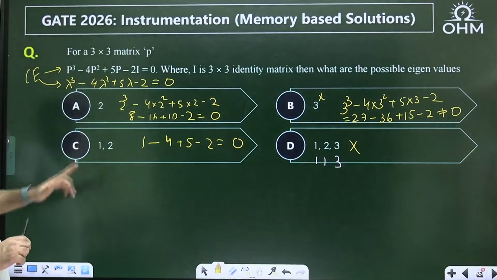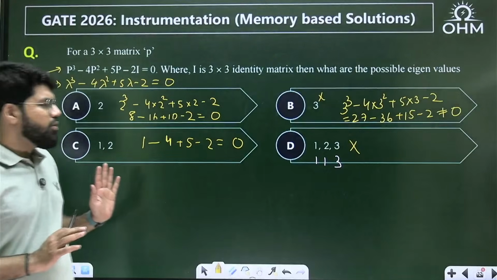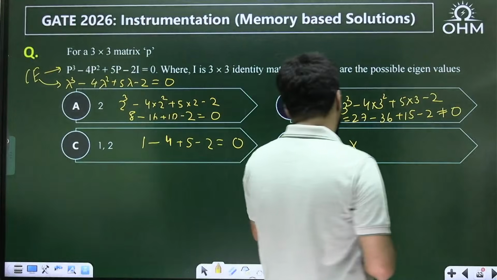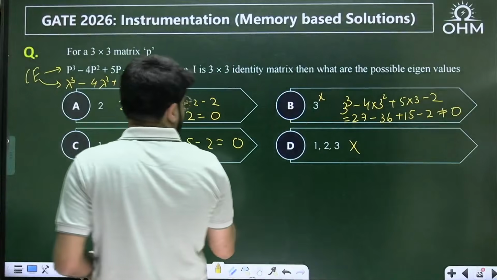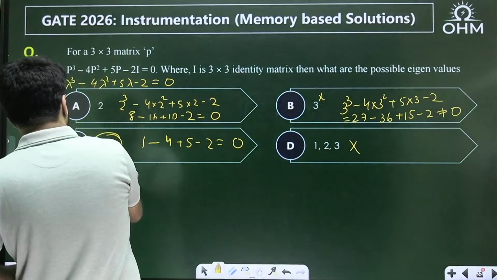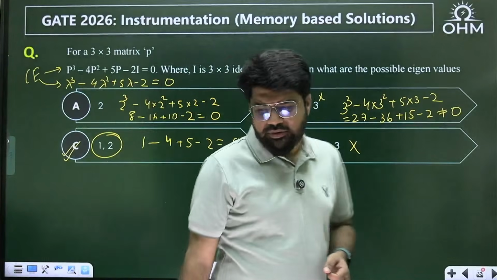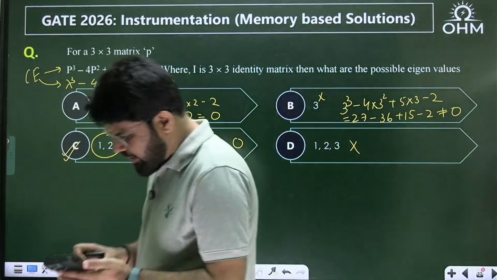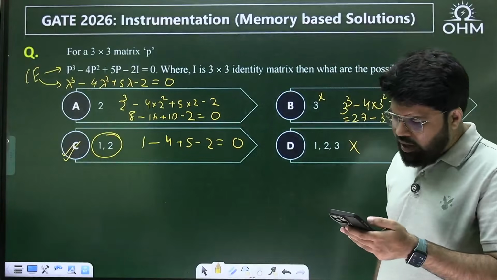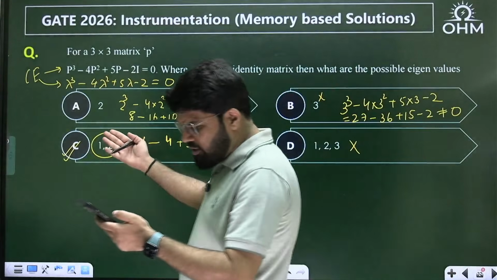1 also satisfied, 2 also satisfied. 3 not satisfied. So 1 and 2 are satisfied. Then you have to check and let me know. It is not MSQ, this option is not MSQ.